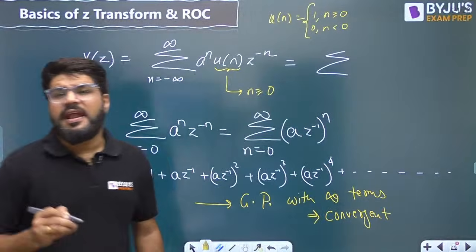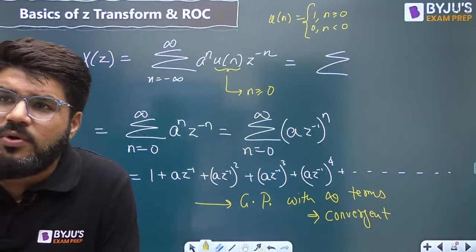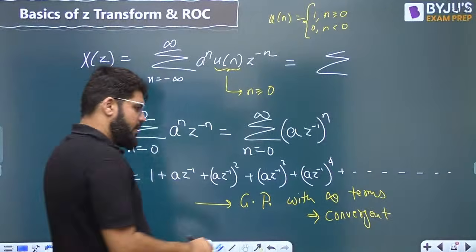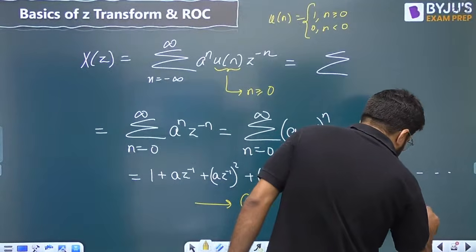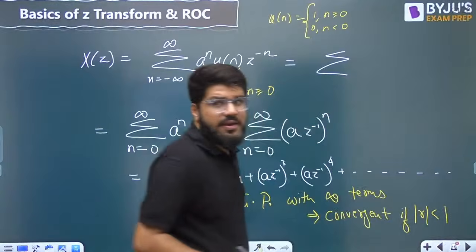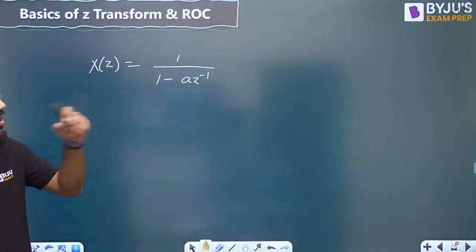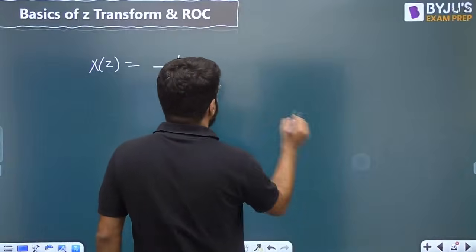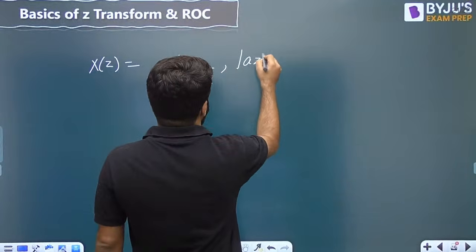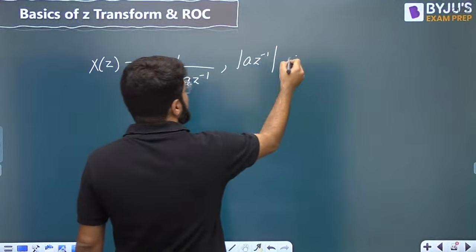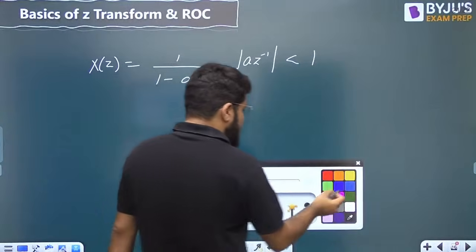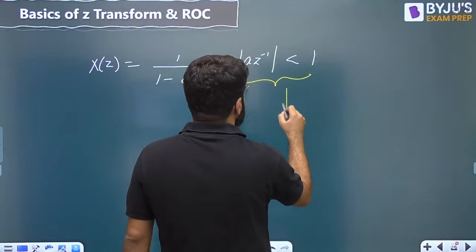A GP with infinite number of terms can only and only be convergent if modulus of r is less than 1, the magnitude of common ratio less than 1. Now this raises an important conclusion. Modulus of r here is az inverse, which should be less than 1. So let's have a closer look into this particular case.